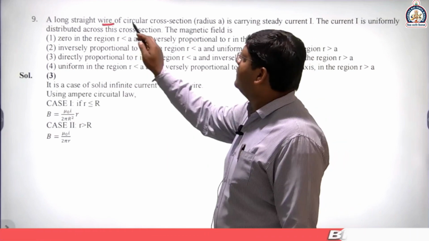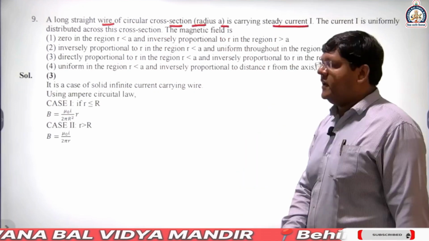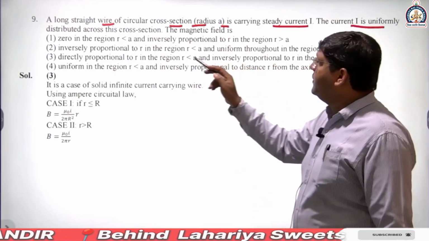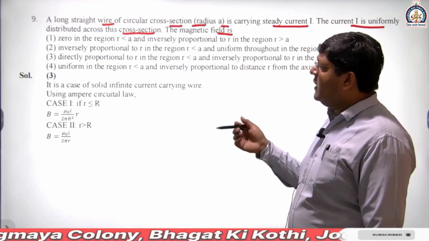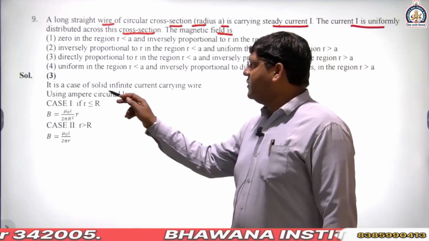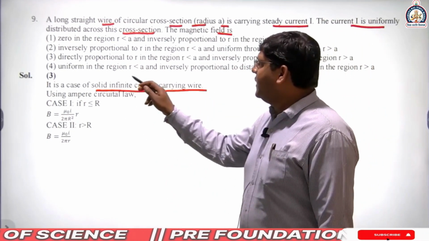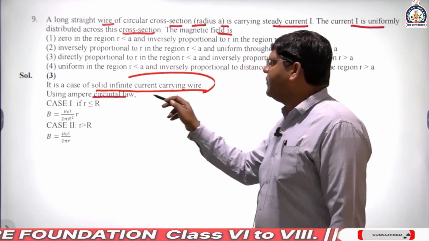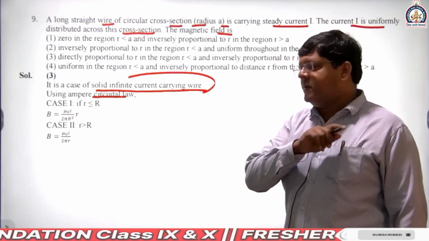A long straight wire of circular cross section radius a is carrying steady current capital I. The current I is uniformly distributed across this cross section. The magnetic field is B. We have to predict the value of magnetic field based on the calculation of current. Now the question is about a solid infinite current carrying wire. For an infinite current carrying wire, we have to use which law? Ampere circuital law.